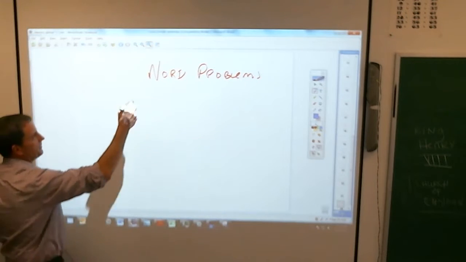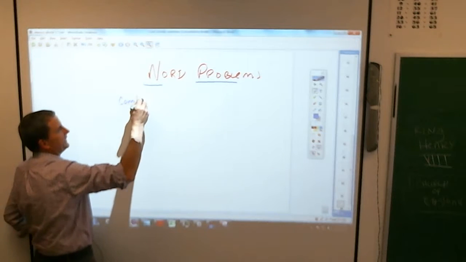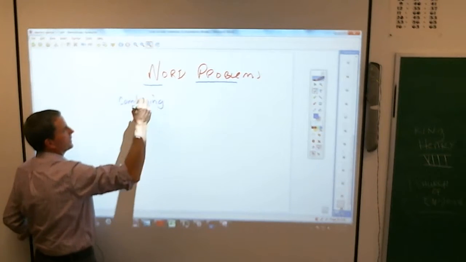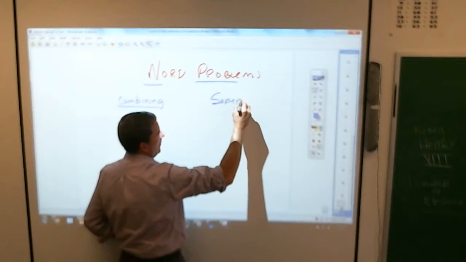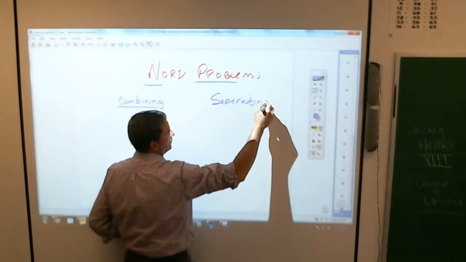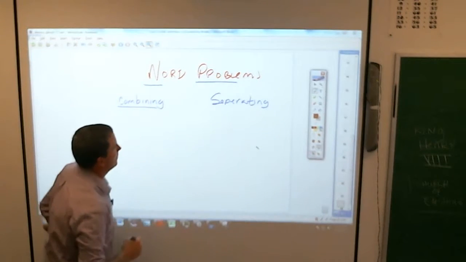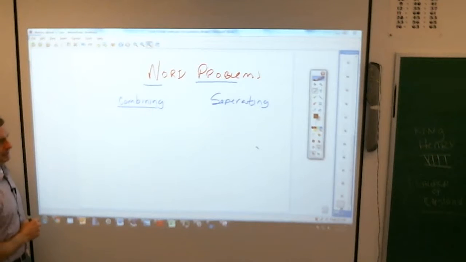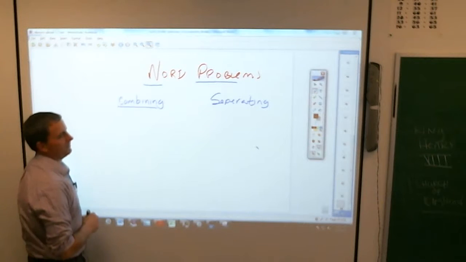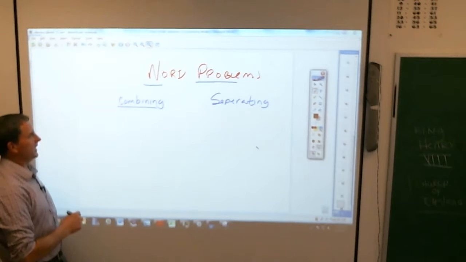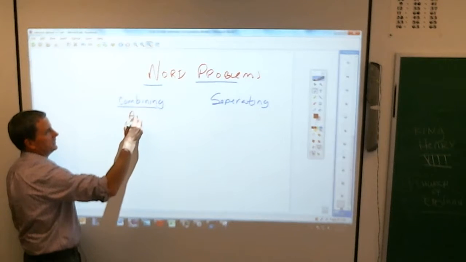We're looking at two different types of word problems. One of them is combining, or combining if you're a farmer, and separating. You may be able to figure out which is which. If you combine two things, Bob has 8 cars and his wife has 25 cars. How many cars do they have all combined? It is what type of pattern? It is an addition pattern.